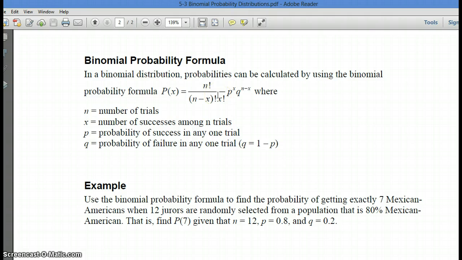So what I'm going to do in another video is explain that process. Okay? So I hope you have a better understanding of what a binomial situation is, and we will do a sample problem.